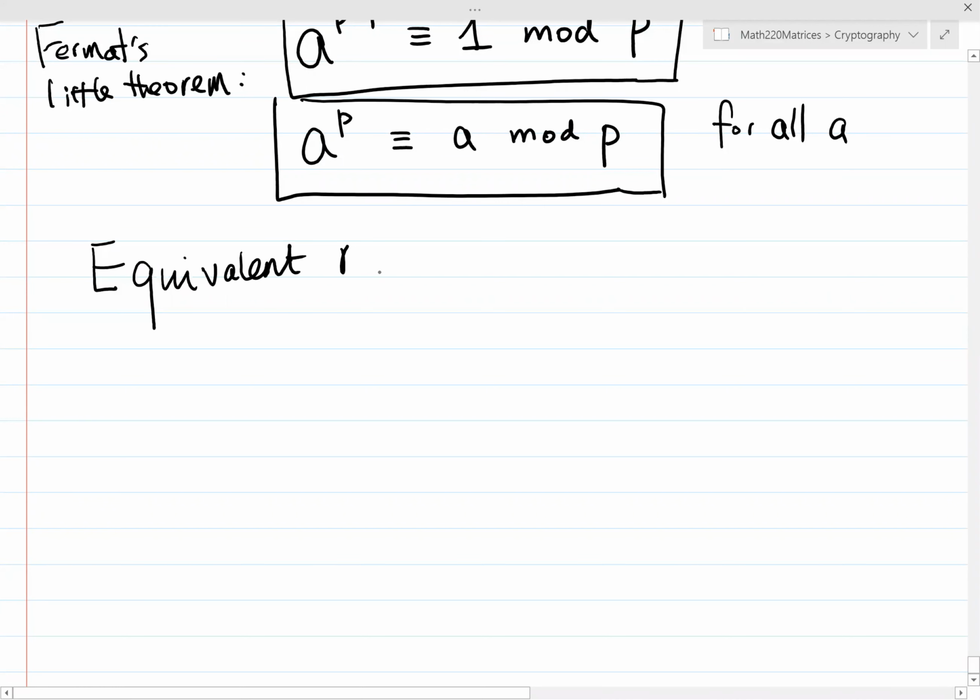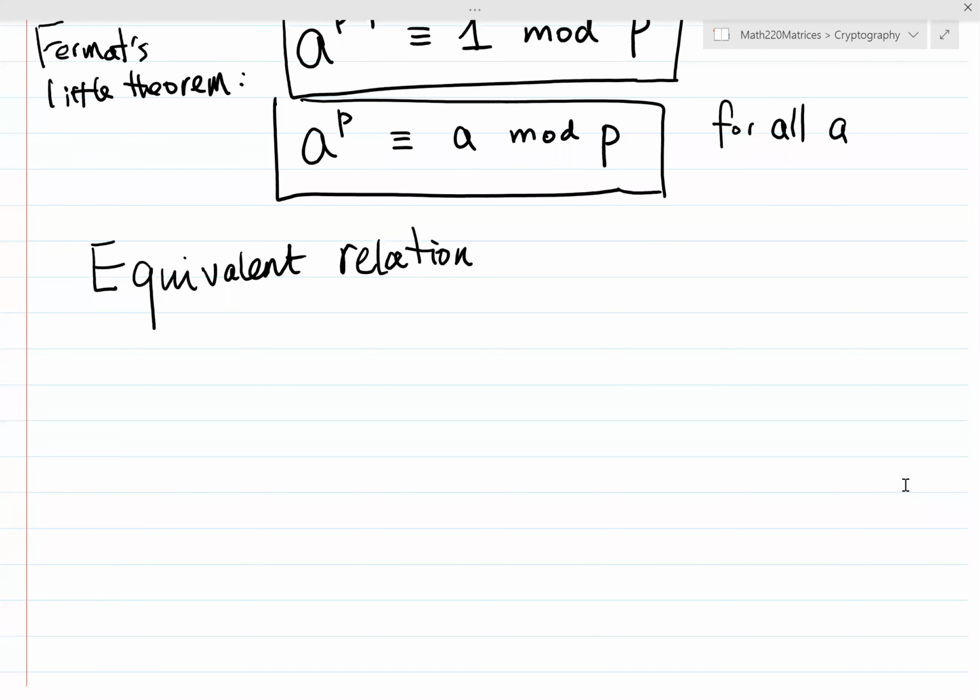Equivalent relation. Now suppose we have a set S. A set S has certain elements. Now we can define relations between elements. So you have a collection of objects, and you can define certain relations between these objects.